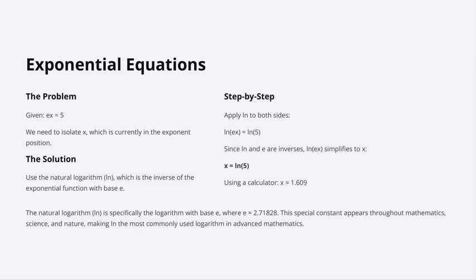It's important to understand that the natural logarithm, ln, is specifically the logarithm with base e, which is approximately 2.71828. This constant e appears all throughout mathematics, science, and even in nature, making ln one of the most commonly used logarithms in advanced math. So, in summary, whenever you're dealing with exponential equations like this, applying the natural logarithm is a powerful tool to help you solve for the variable in the exponent.